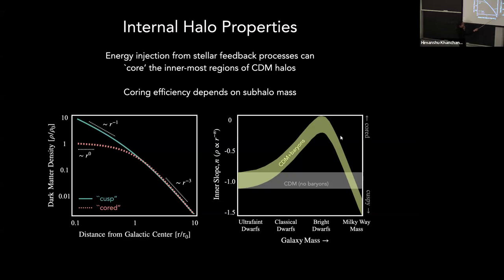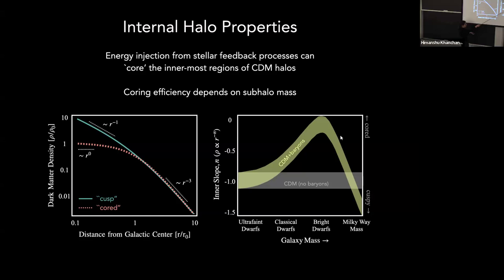For the ultra faint dwarfs, on this end, you just don't have very many stars in your dwarf galaxies. So you don't form very many supernovae. So the degree of feedback is pretty small here. It's almost as if you didn't have any stars in the first place. So this just looks like cold dark matter, a very simple NFW profile.